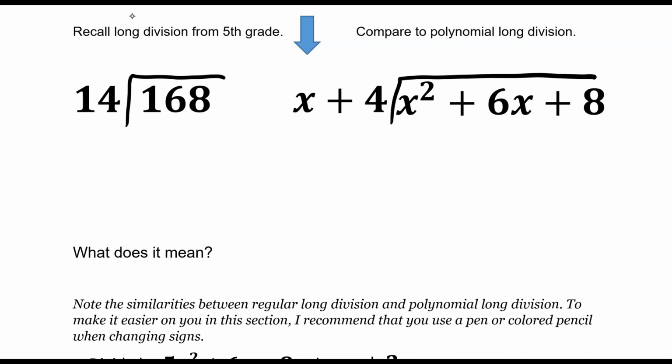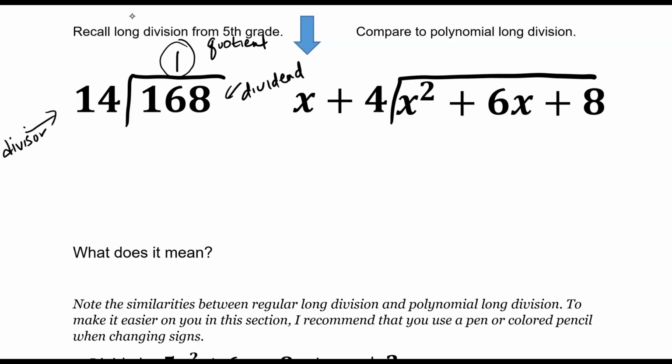So first thing that we do, we decide how many times does 14 go into 16. It goes in there one time. Then we multiply that 1 times that 14. So what we're doing is multiplying the divisor by what we have in the quotient. And this is the dividend.